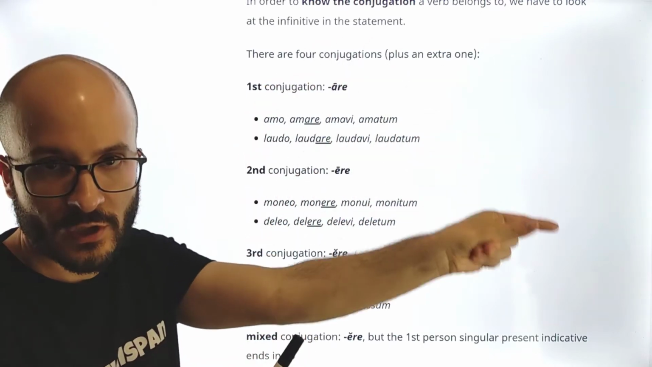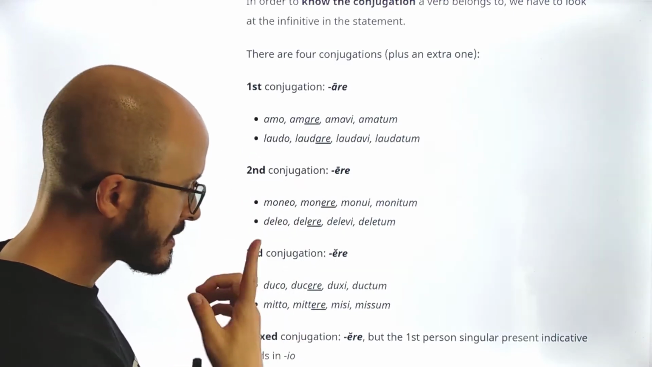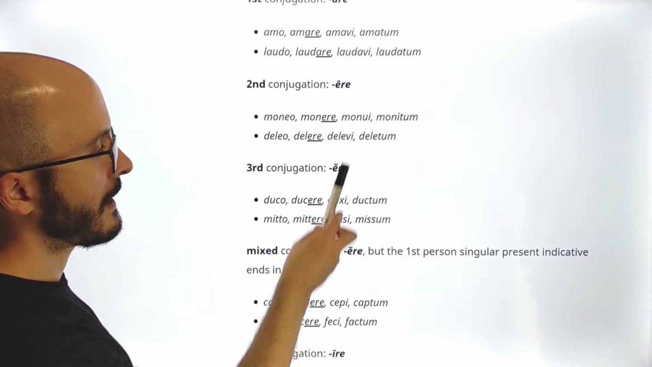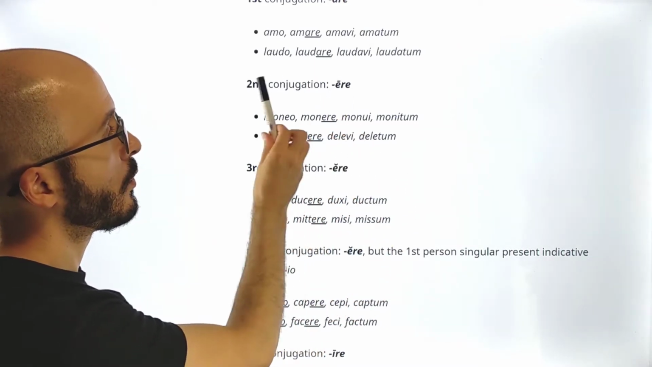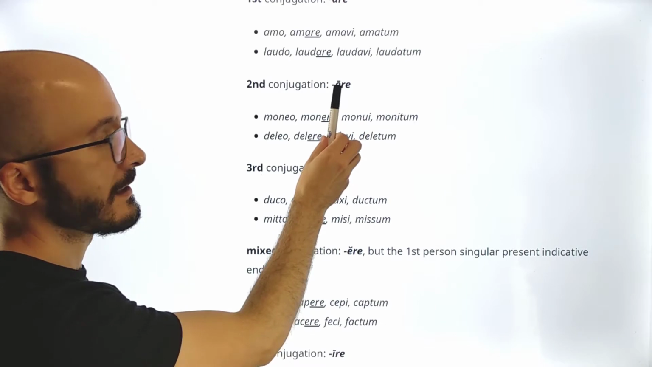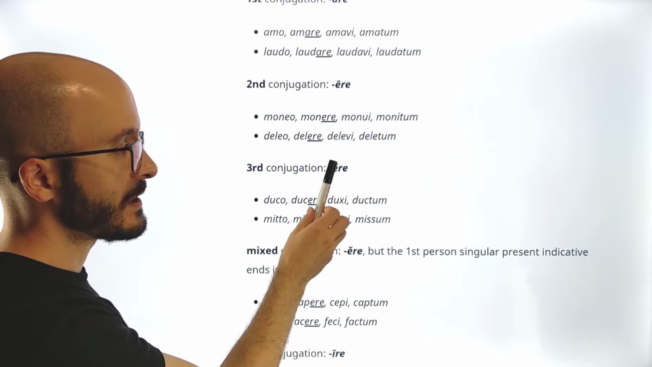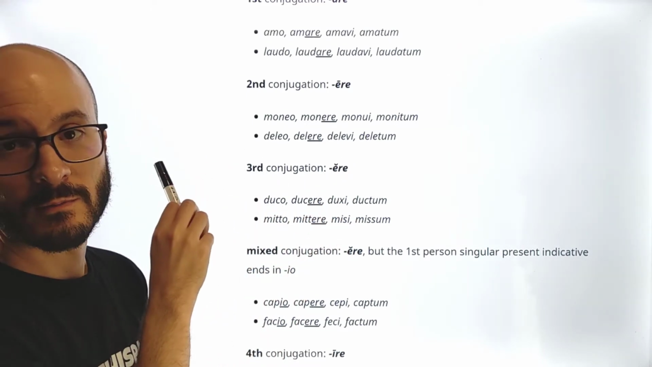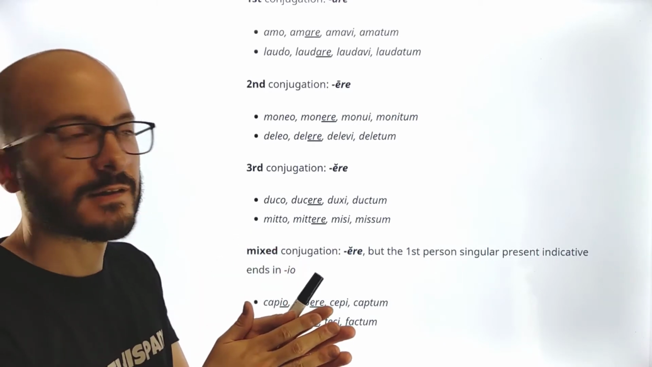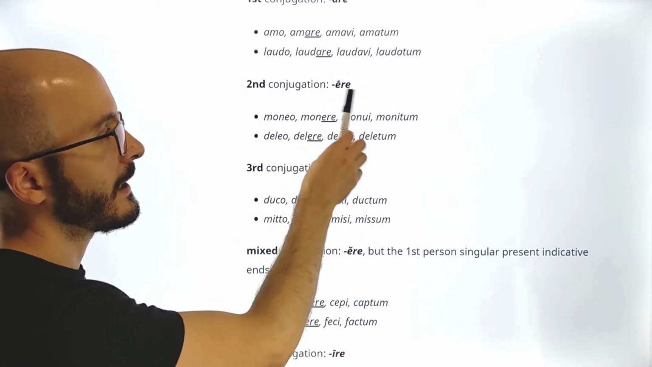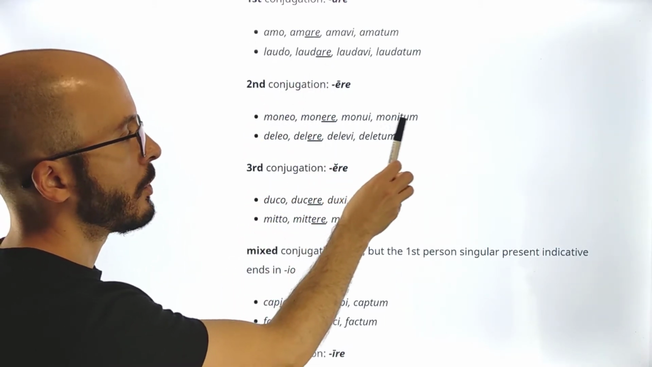Here, are, first conjugation. Here, second conjugation, ere, and this is important. Remember about these things on top of the vowels? So when ere, the e is long, it's second conjugation. When ere, the e is short, it is third conjugation. Okay, so we start to see the importance of the details. So second conjugation, ere with long e. So moneo, monere, monui, monitum.